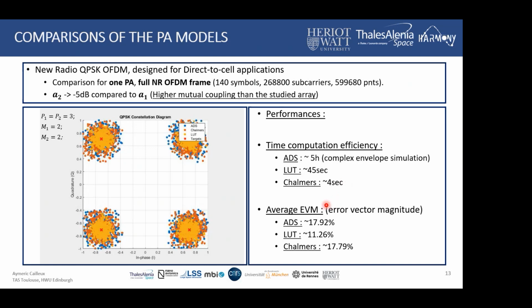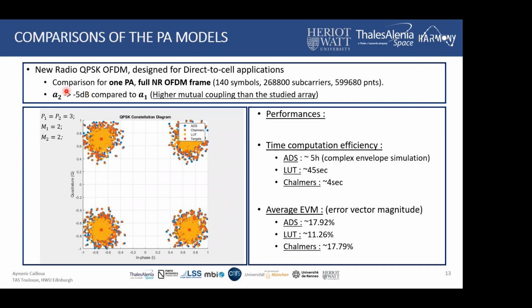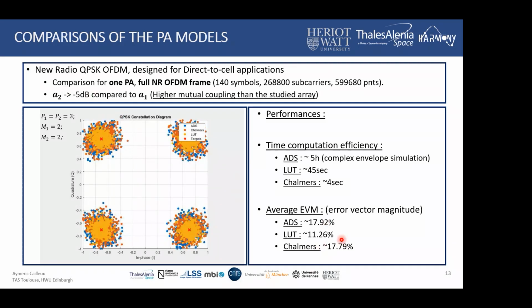Then in terms of accuracy, for this specific mutual coupling, we can see that ADS and Chalmers have very good accuracy, but the lookup table has a huge gap that can be explained by the resolution of the lookup table, the limitation of the range of load we took into consideration, and also the memory effects that are not taken into consideration with the lookup table.